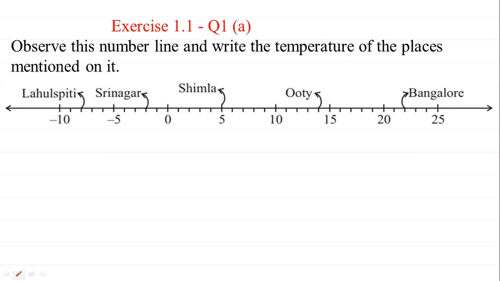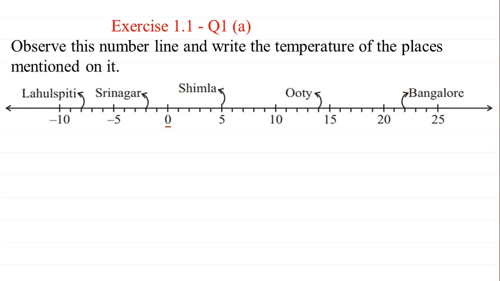The question is, observe this number line and write the temperature of the places mentioned on it. So there are basically 1, 2, 3, 4, 5 places and we need to find the temperature of these places. Remember, in the previous video we have discussed how to represent the numbers or integers on the number line.